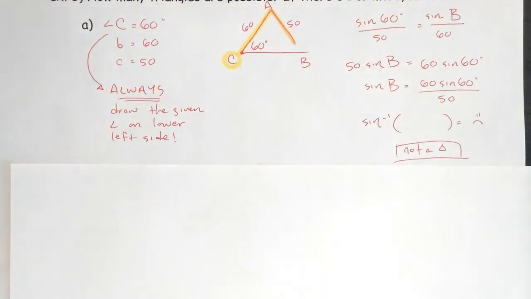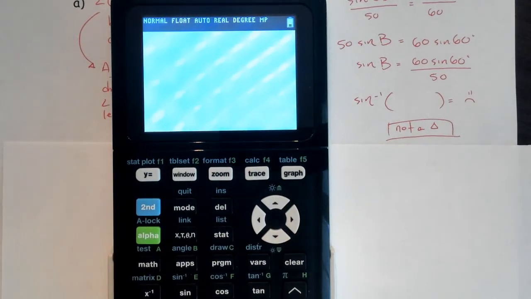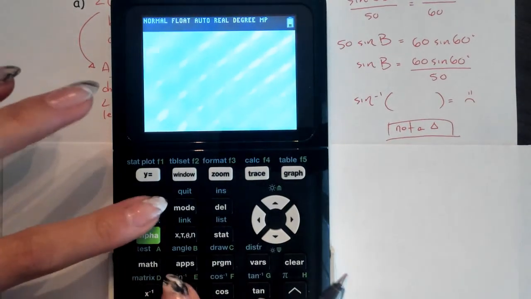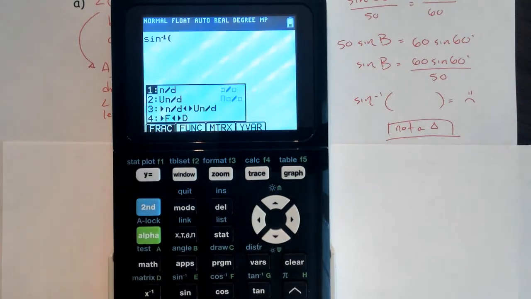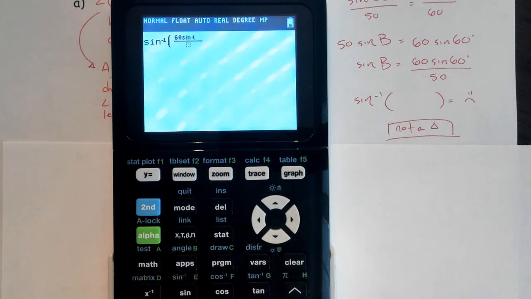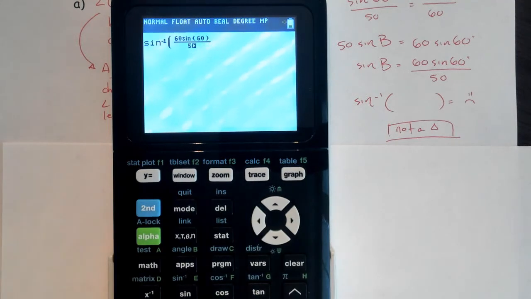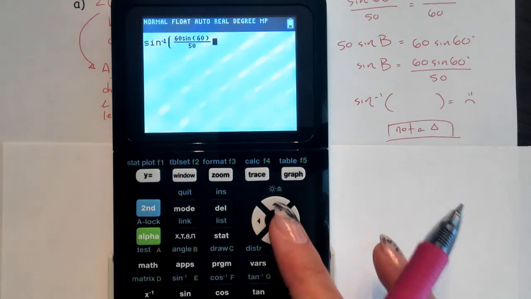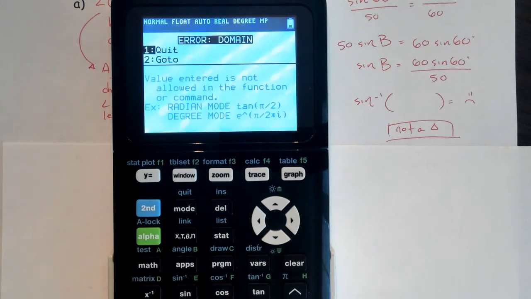So I want to just make sure that you see this, but if you did it already, that's fine. But make sure that you know how to do this and can put it in. So sine inverse of this fraction. I'm going to do alpha y equals, enter. And then on the top, it's 60 sine of 60 degrees. And on the bottom, you have a 50. I don't need to close the parentheses. You can if you want. And then I press enter. And it says error.